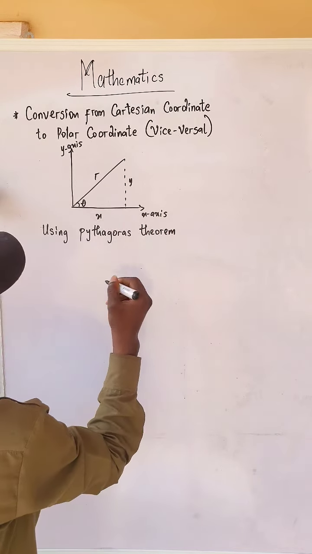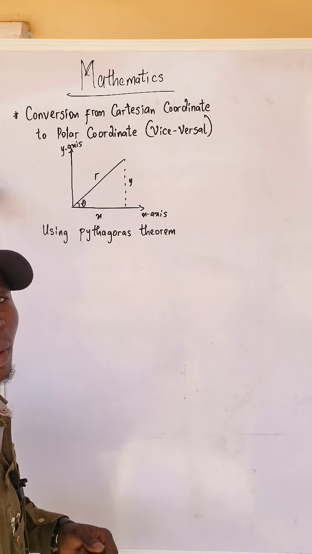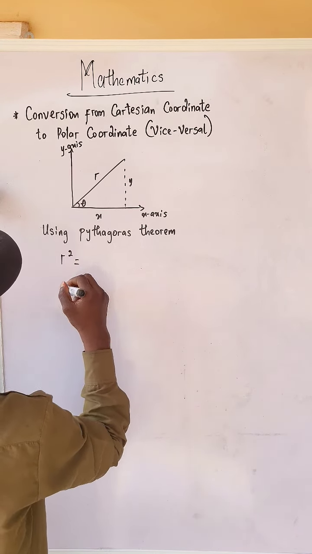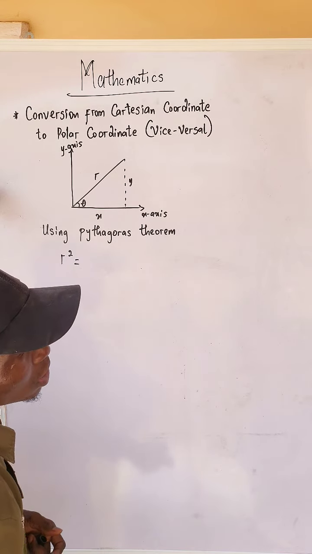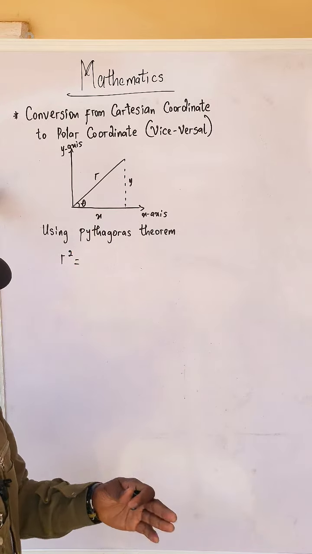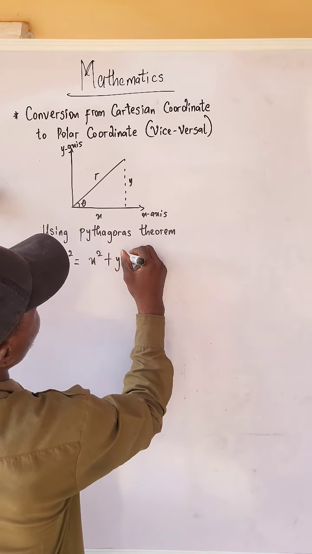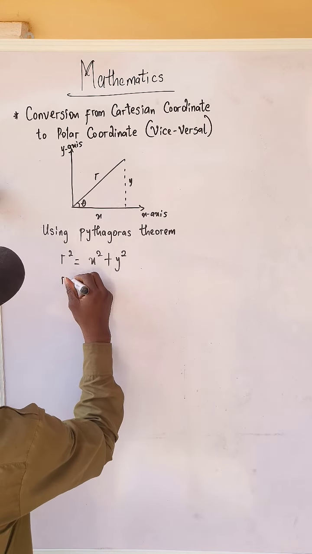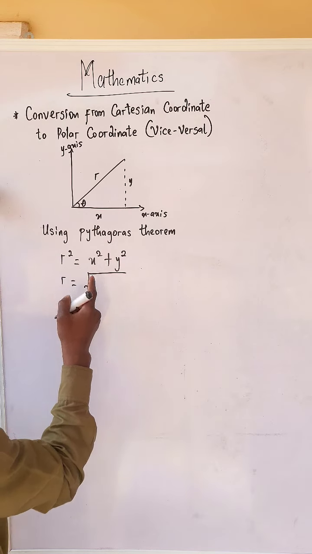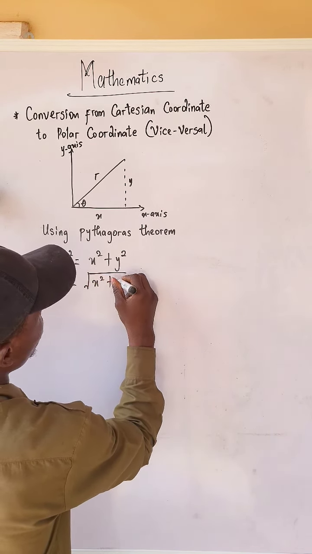If we are to use Pythagoras theorem now, what's Pythagoras theorem? That is hypotenuse square equals opposite square plus adjacent square. What's our hypotenuse here? That's r square equals the opposite and the adjacent. Since we are not dealing with angle theta, we can just say it is the square of the other two sides. So that will be x square plus y square. So when you want to get r, to cancel this square, you take the square root. So r equals the square root of x square plus y square.